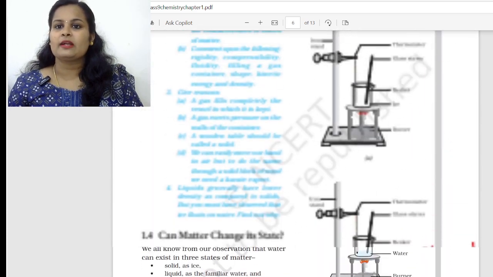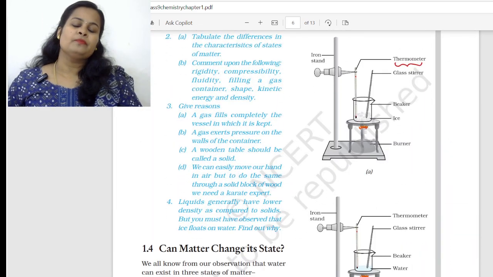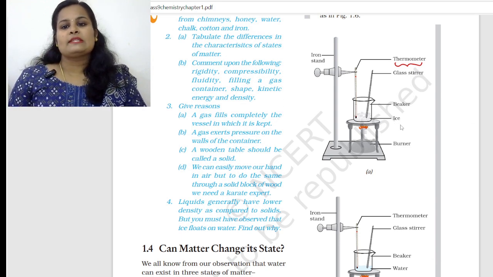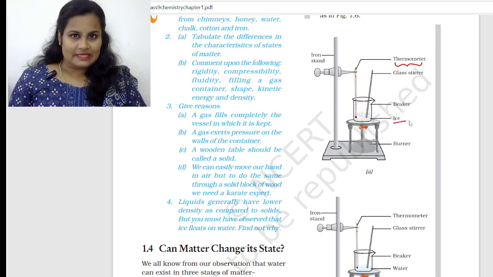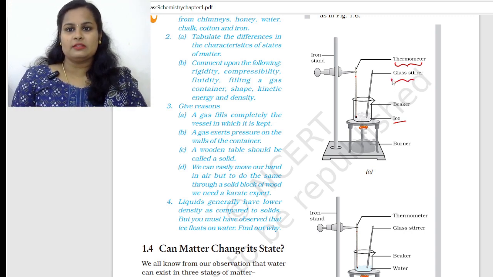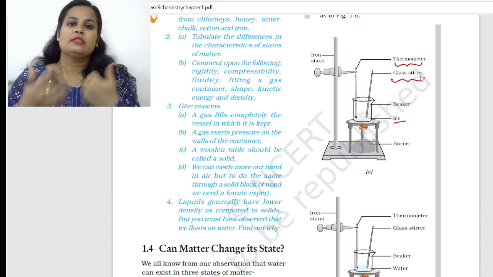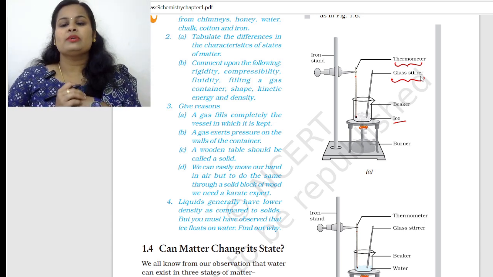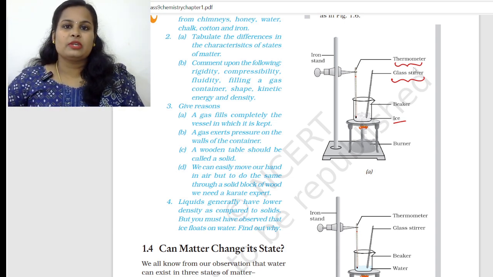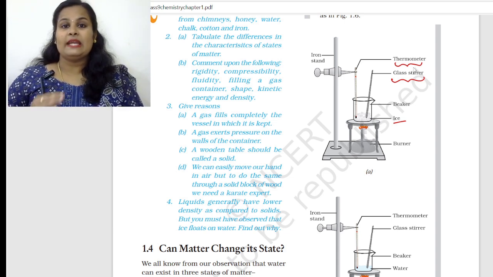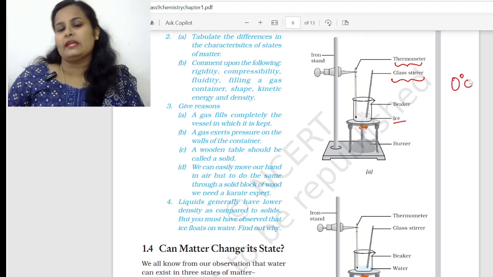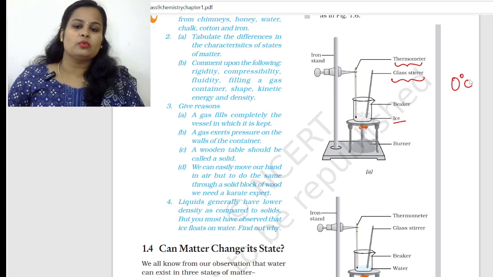So let's come back to the same setup again. When you check this experiment, we can see the ice starts melting when the temperature is slowly raised. And we have a glass stirrer in order to stir it continuously so that the process can happen at a faster rate. When the ice starts melting, we can see the temperature value is 0 degrees Celsius. It remains at 0 degrees Celsius till all the ice melts and gets converted into water.